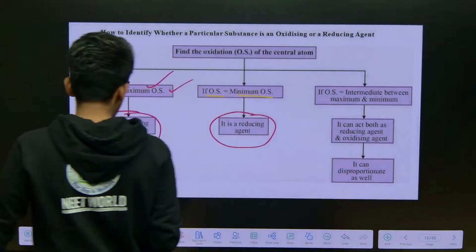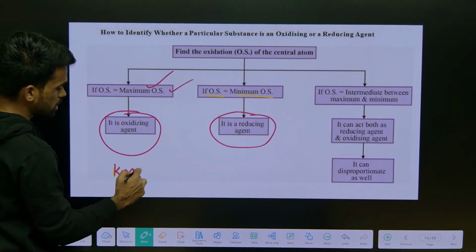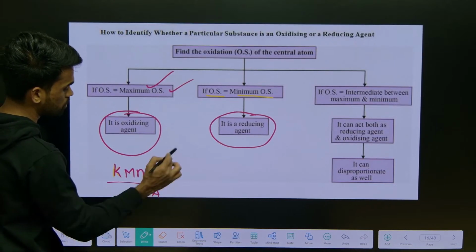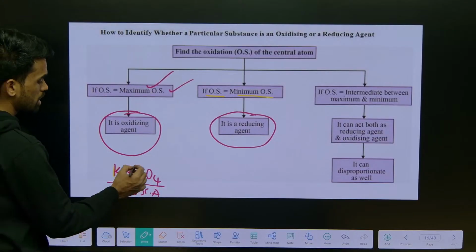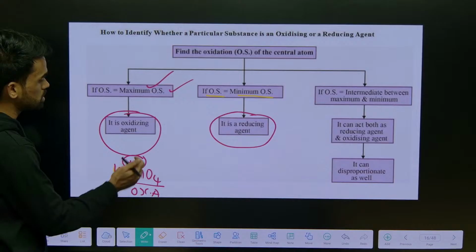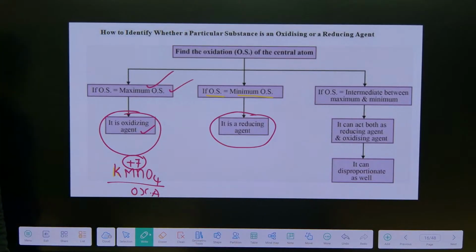For example, we have KMnO4. It is an example of an oxidizing agent. Why? Because here manganese is in the maximum oxidation state, +7. That's why it acts only as an oxidizing agent, not as a reducing agent. It only has the ability to show oxidizing agent property.